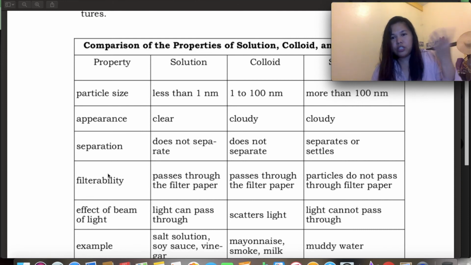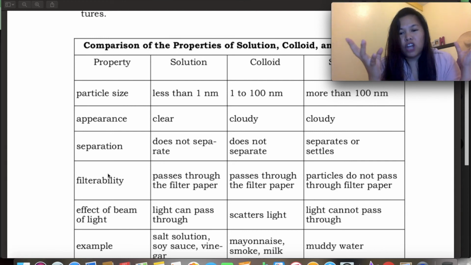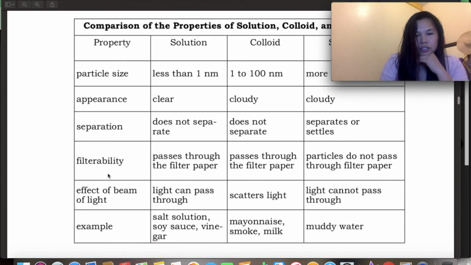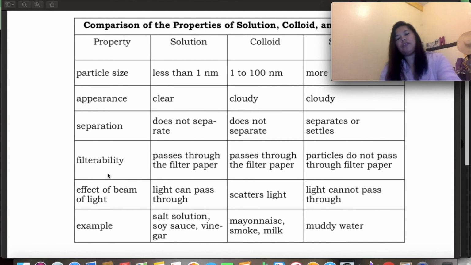Then sa colloids, tumatagos din siya sa filter paper. Then, yung suspension, natatrap ang kanyang mga particles sa filter paper. Ganon. So, next, ito na yung gagamitan ng flashlight. Effect of beam of light. Then, the solution, light can pass through.